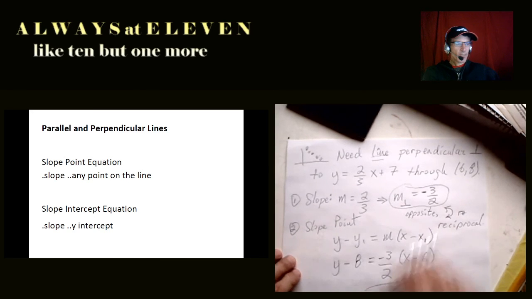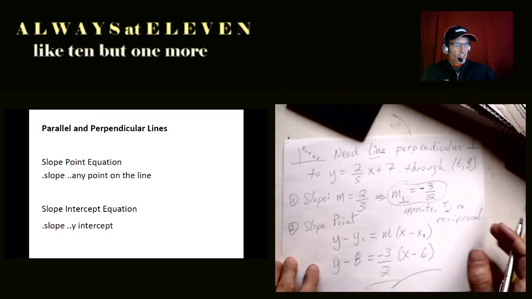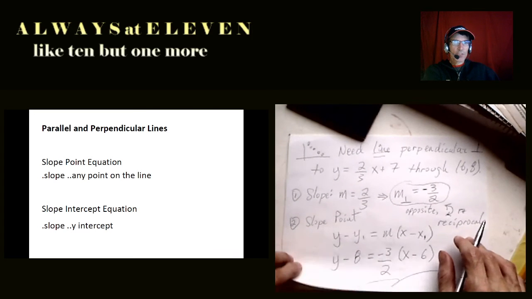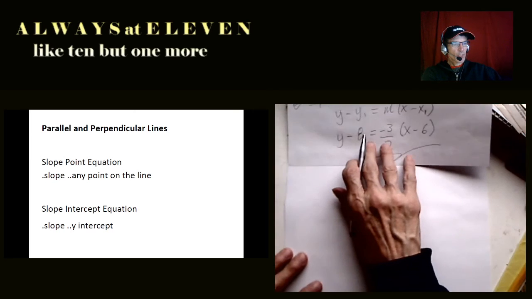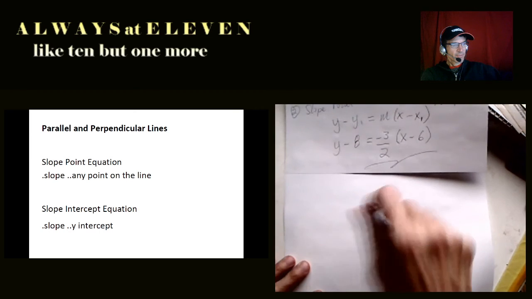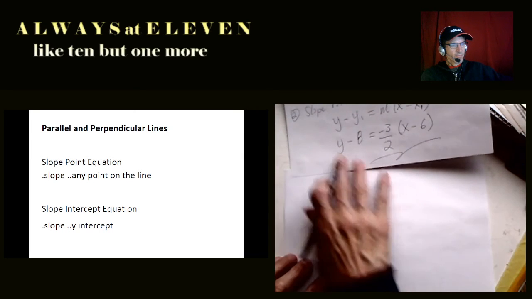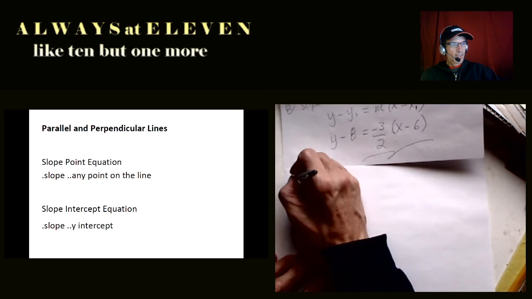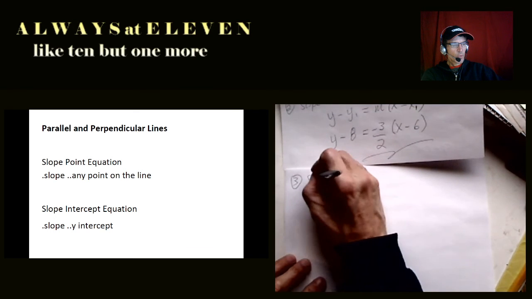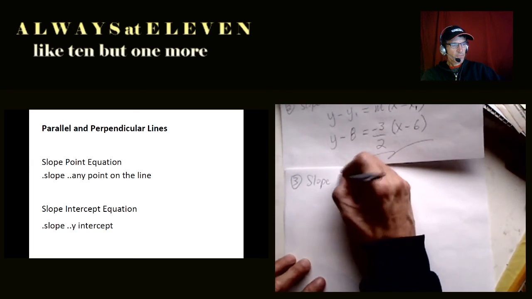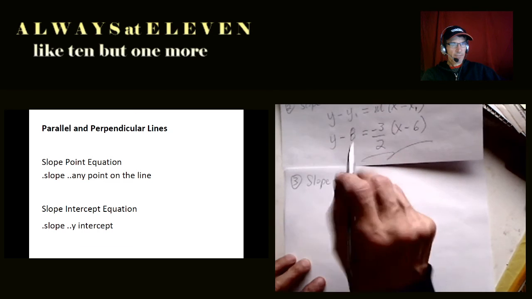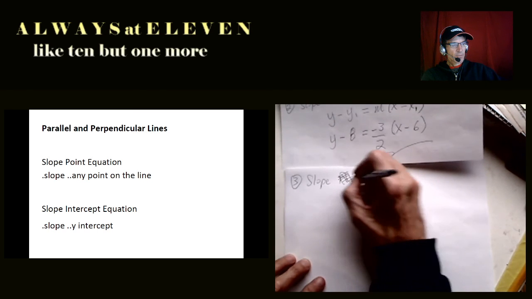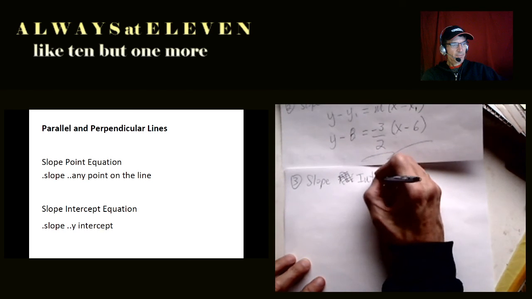But what's going to happen in life? Yes, you'll be asked to show a different style. You'll be asked to show the slope point form. Whoops. Yeah, you might be asked. And there it is, we did it already. So let's do this one: slope intercept.